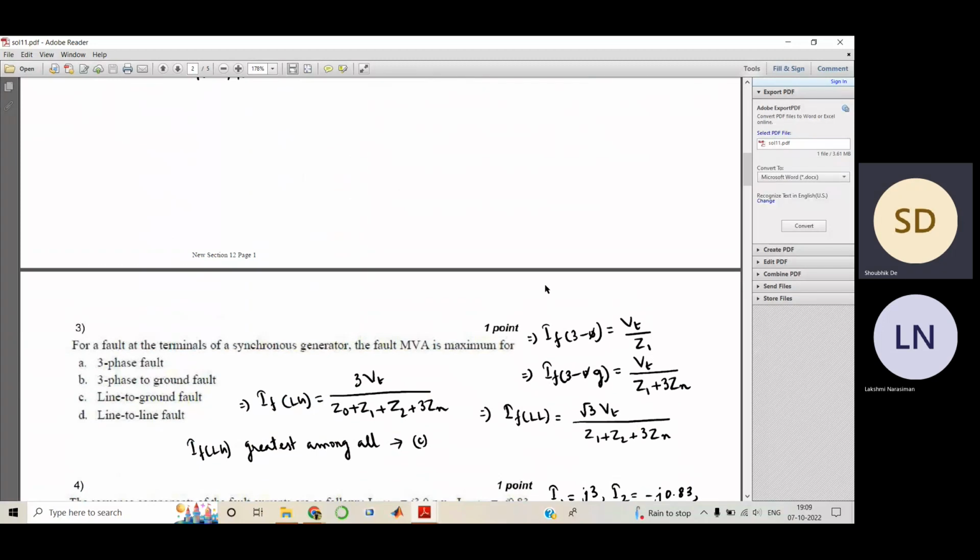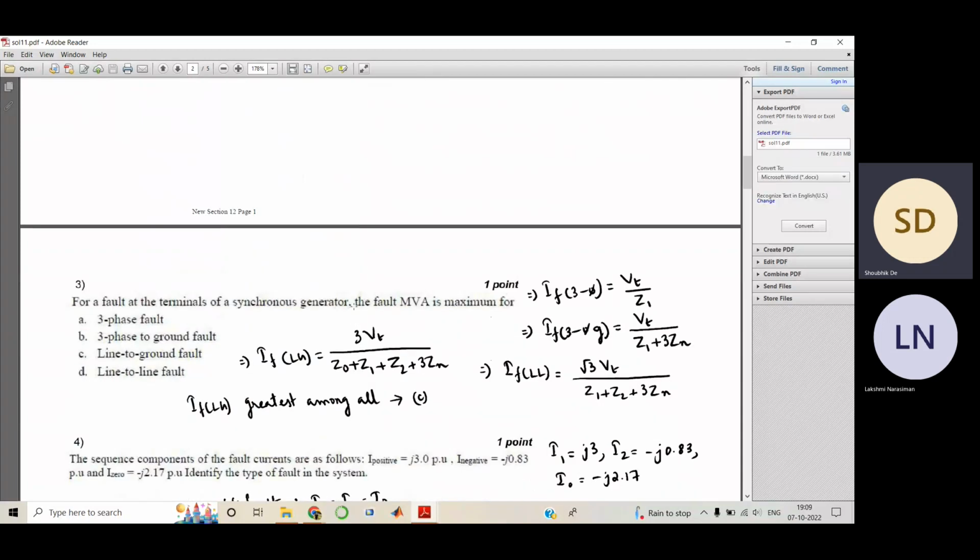So here they have told for a fault at the terminals of a synchronous generator. Mind this word: at the terminals of a synchronous generator. So the fault MVA is maximum fault. They have given these 4 faults. Now to solve this, you have to keep two things in mind. First of all, where the fault is occurring. That is very important, because here they have told that it is occurring at the very beginning, at the terminals of the synchronous generator.